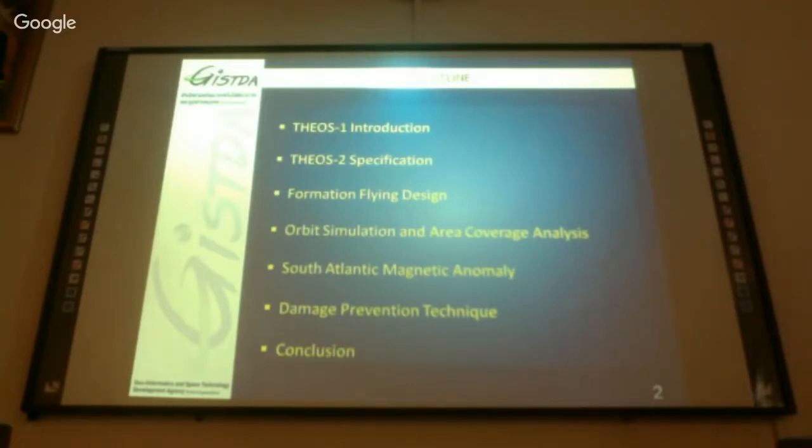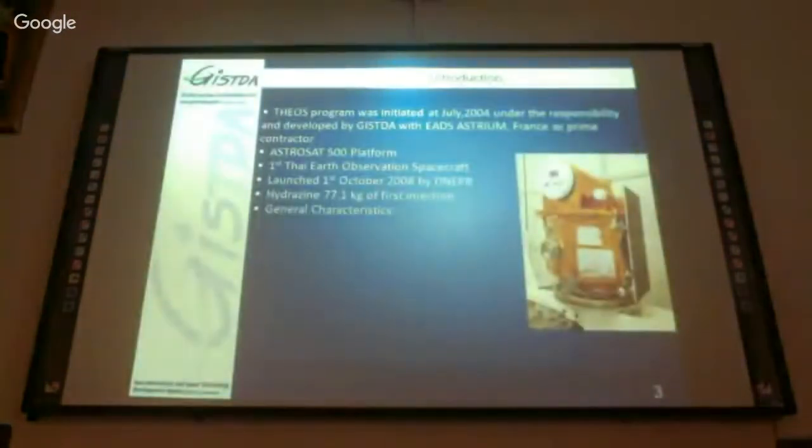For the TRs, TEOS is the Thailand Earth Observation Satellite that was initiated in July 2004 with EADS STM funds as a builder company.